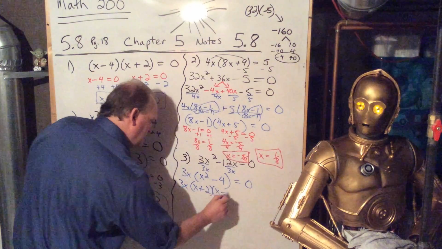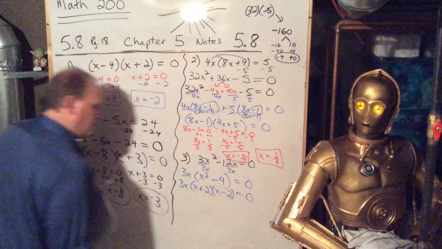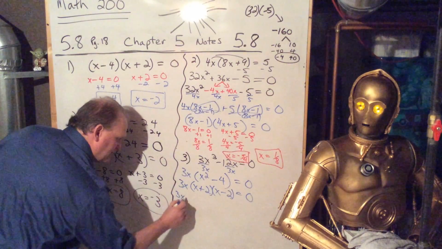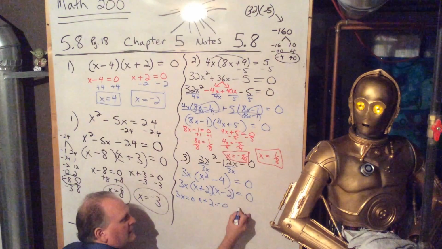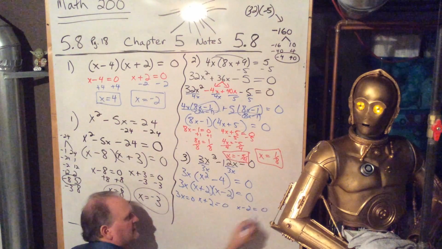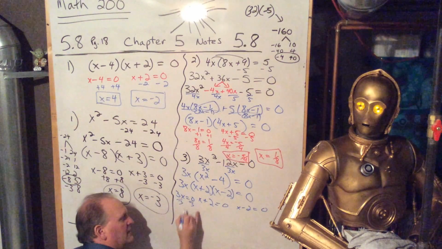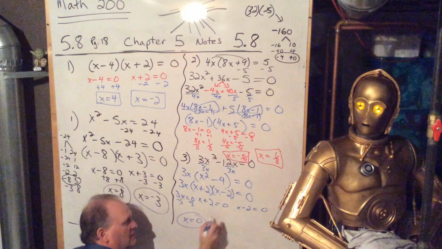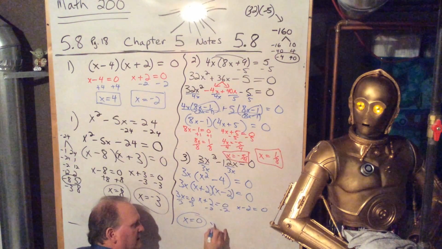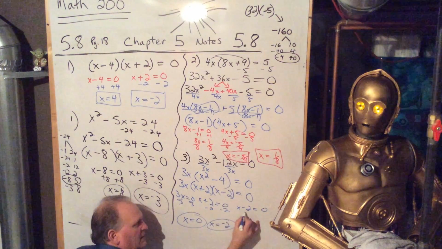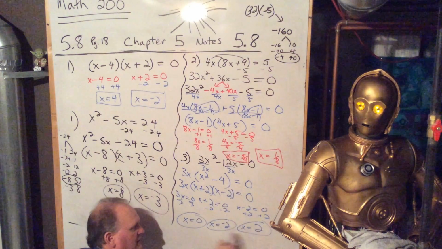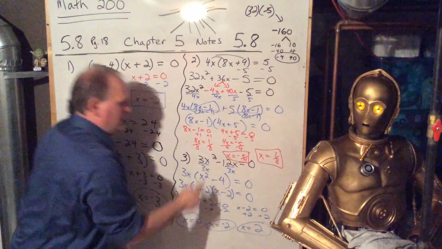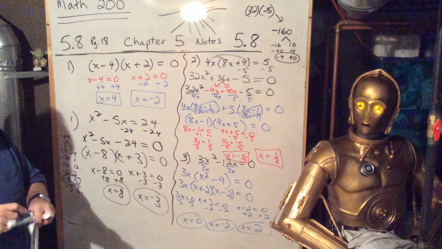X plus 2, x minus 2 equals 0. And so now we have 3x is equal to 0. We have x plus 2 is equal to 0. And we have x minus 2 is equal to 0. So divide by 3. One answer, x equals 0. Subtract 2, the other answer, x equals negative 2. And add to the last answer, x equals positive 2. So 1, 2, 3 solutions for a third degree equation.